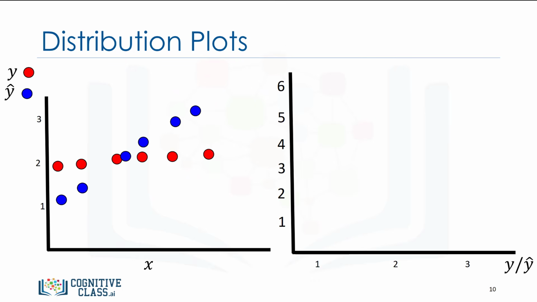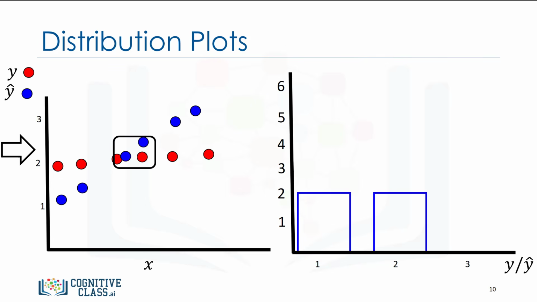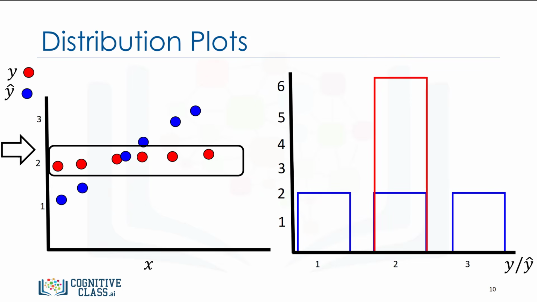A distribution plot counts the predicted value versus the actual value. These plots are extremely useful for visualizing models with more than one independent variable or feature. Let's look at a simplified example. We examine the vertical axis. We then count and plot the number of predicted points that are approximately equal to 1. We then count and plot the number of predicted points that are approximately equal to 2. We repeat the process for predicted points that are approximately equal to 3. Then we repeat the process for the target values. In this case, all the target values are approximately equal to 2.